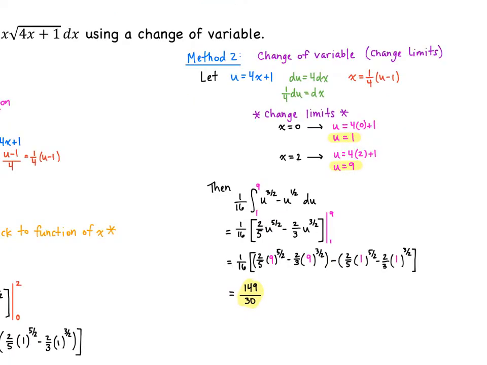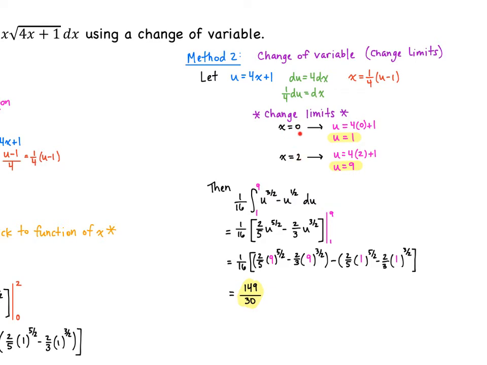Method 2 is still changing the variable, which means we're then going to change the limits in terms of u, okay? So we don't have to worry about that a to b stuff. So we still let u be 4x plus 1, 1/4 du is still equal to dx, and x is still 1/4 u minus 1. But now we need to change our limits.